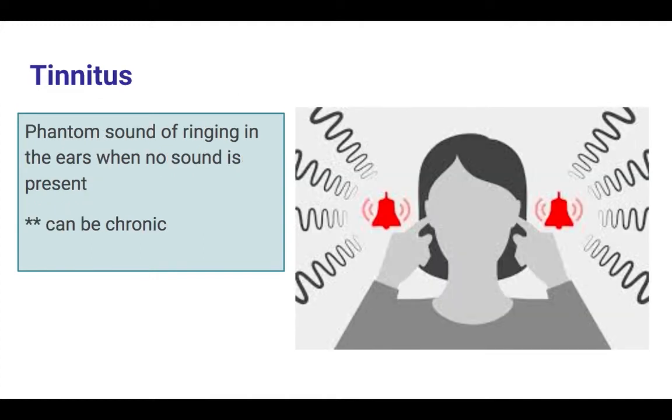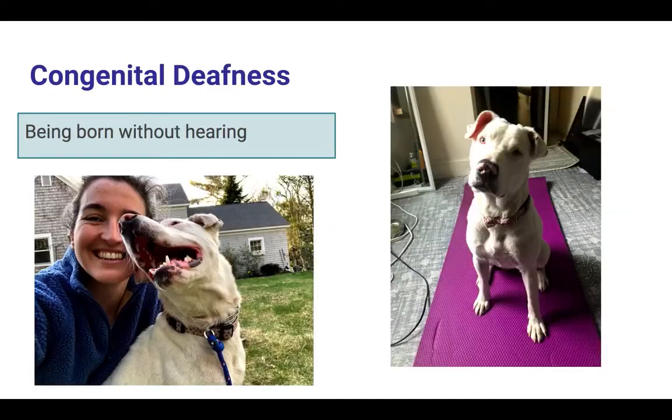Another really terrible type of hearing issue is called tinnitus. Tinnitus scares me, honestly. It is a phantom sound of ringing in the ears when no sound is present. You know how if you go to a loud concert or movie theater and then when you get home and you're trying to go to bed, there's ringing in your ears? That's what tinnitus is, but all the time, and it won't go away. So that can be chronic.